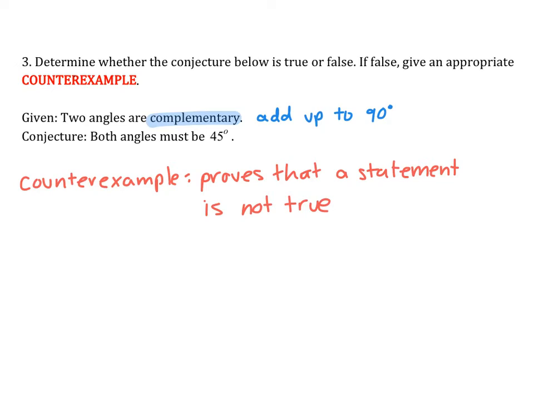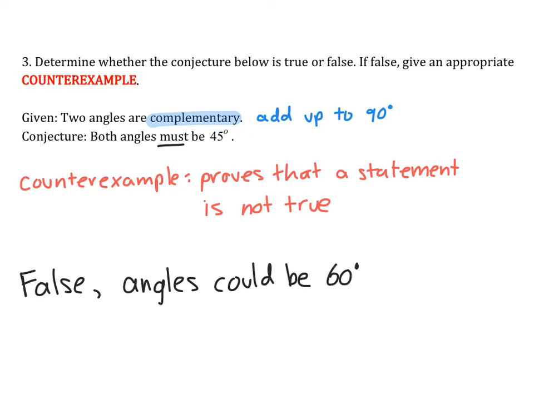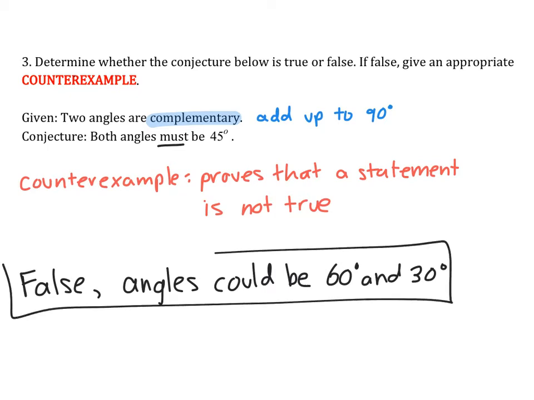So while this does work, 45 and 45 do add up to 90, they say that it must be 45 degrees, and that's just simply not true. So it's false. In our counterexample, there's a number of different ones that could work, but we could say that the angles could be 60 degrees and 30 degrees. Those two angles are also complementary. And you could even say like the angles could be 50 and 40, or the angles could be 70 degrees and 20 degrees, as long as you're showing that that conjecture is not true and giving a reason why.